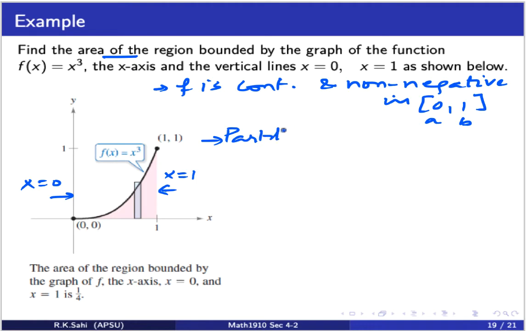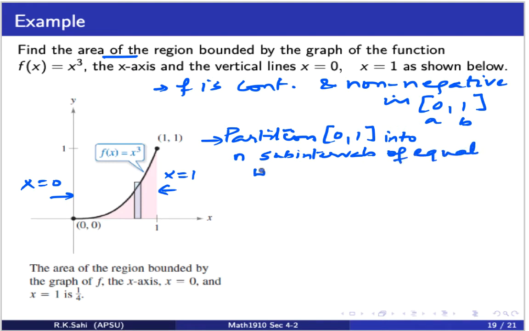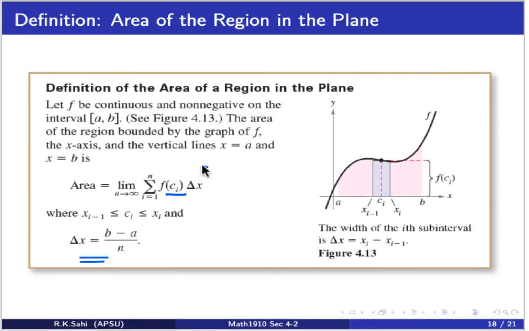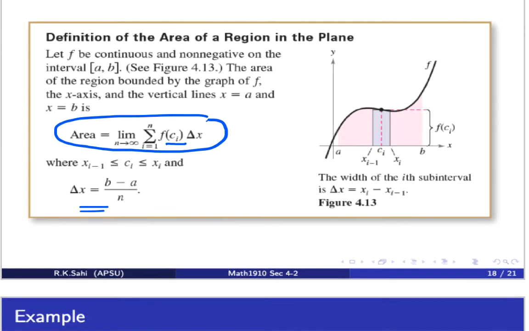After that, we partition the interval 0 to 1 into n sub-intervals of equal width. Keep that in mind. What does that mean? I'm finding delta x. Delta x is (b minus a) over n, which is (1 minus 0) over n. Just to keep in mind, to find the area I need delta x and I need f of c_i. I'm going to tell you how to find c_i too, and we're going to stick to these step procedures.